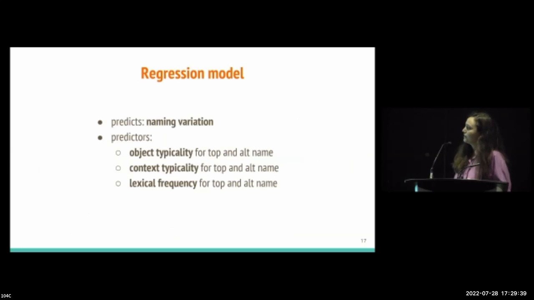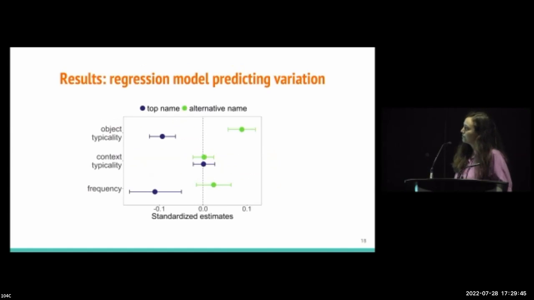So we are going to build a regression model, as we were saying, that predicts variation with these predictors that we already mentioned. And to see the results, this is the image that visualizes them. So the first line shows what we have for the object typicality. And we can see that this is the result that was reported in the literature. So higher variation is predicted for lower typicality for the top name. We add evidence for this with respect to the alternative name.